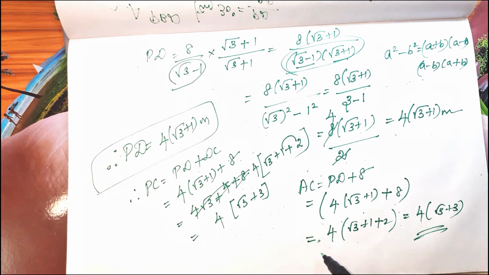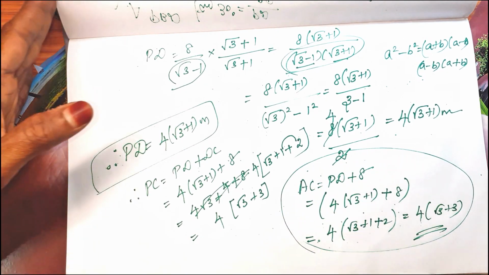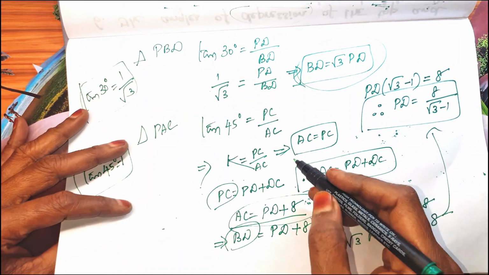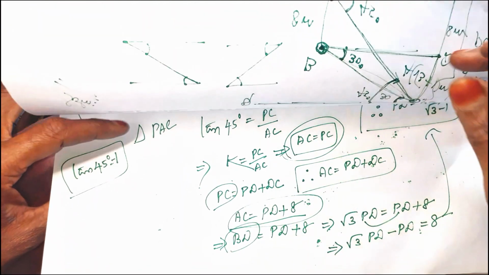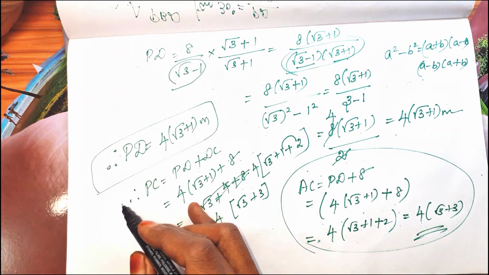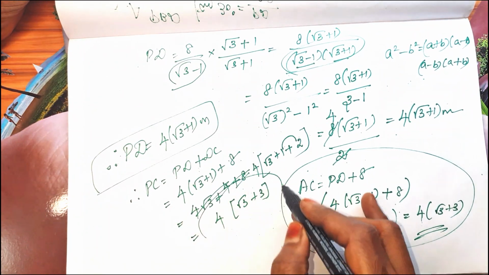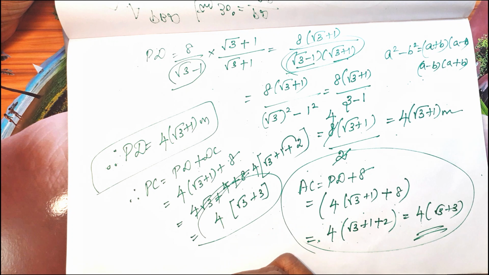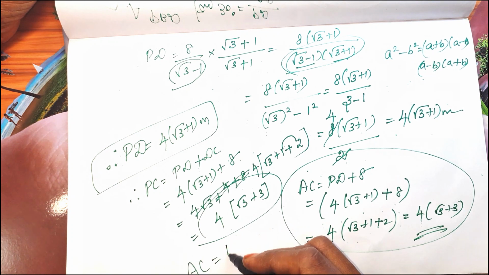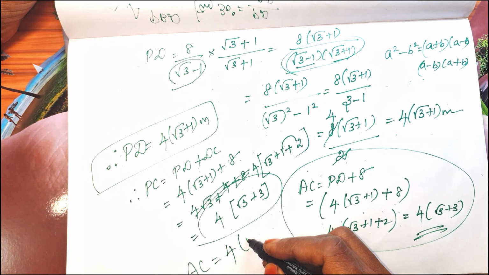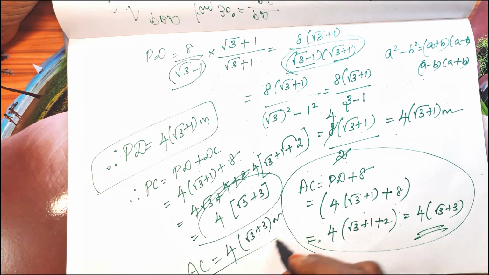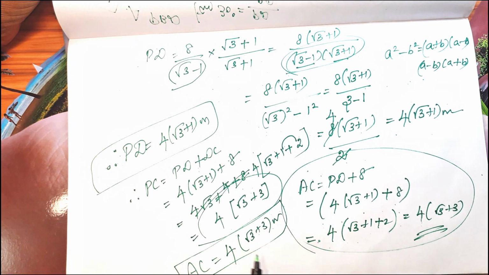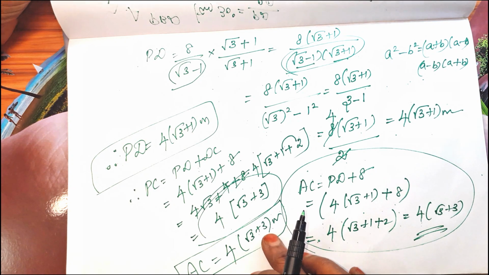No need to calculate this again because we have a relation. We got a relation: AC and PC are equal. So we got PC as 4 root 3 plus 3. Therefore, AC is also equal to 4 into root 3 plus 3 meters. So both the answers are the same: 4 into root 3 plus 3 meters.